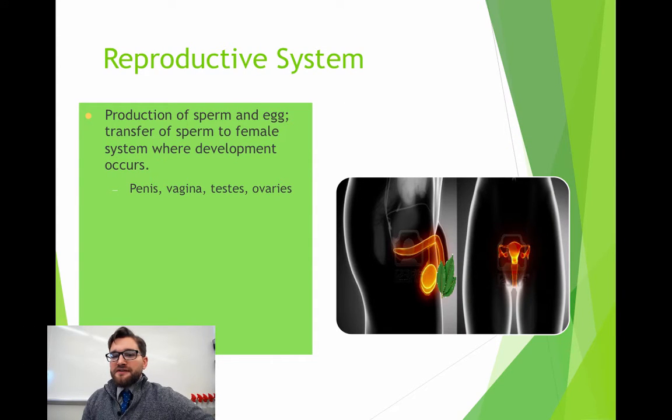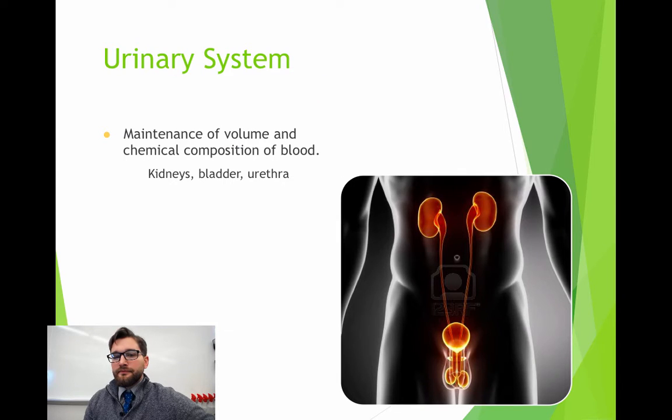The reproductive system is responsible for the production of the sperm and the eggs. It includes the organs, the penis or the vagina, and the testes or the ovaries. The urinary system is responsible for the maintenance of volume and chemical composition of blood. It includes the kidneys, the bladder, and the urethra.